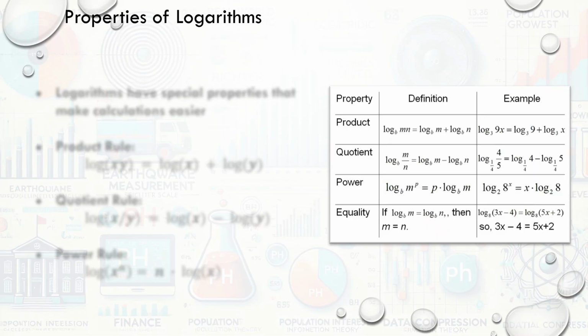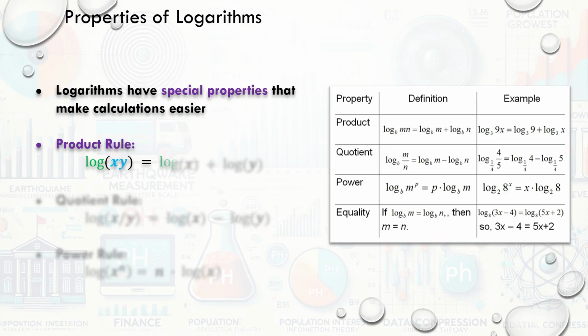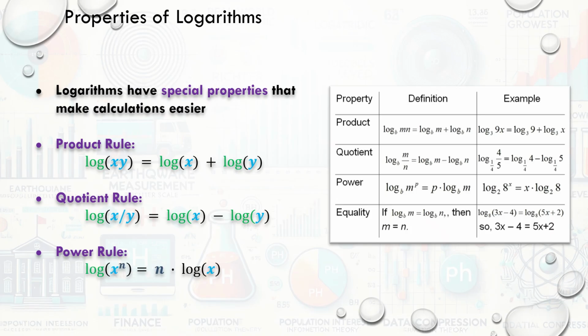Now, logarithms also have some special properties that make messy calculations much easier. We have the product rule, where the log of a product becomes addition. There's a quotient rule, where division turns into subtraction. Finally, the power rule, which is important. It allows us to bring an exponent down to the front as a multiplier. These are your shortcuts for solving complex problems.